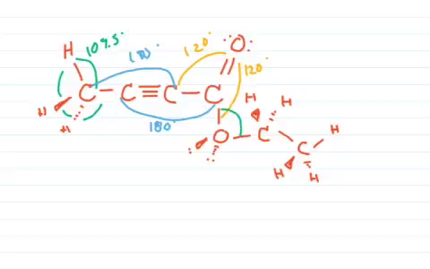From here to here should be at 109.5. Same with here, here, and here. As well as here, here, here, and here. Here to here, here to here, here to here, and here to here. All should be at 109.5. Okay?